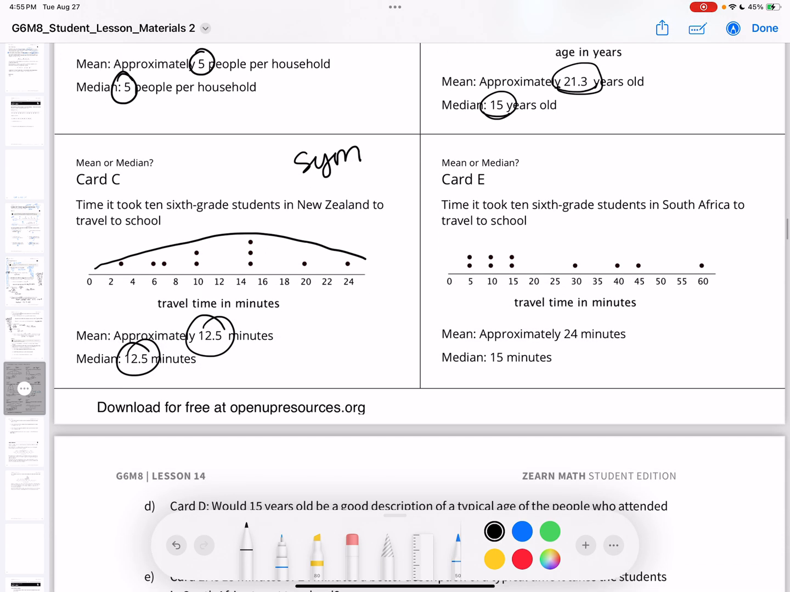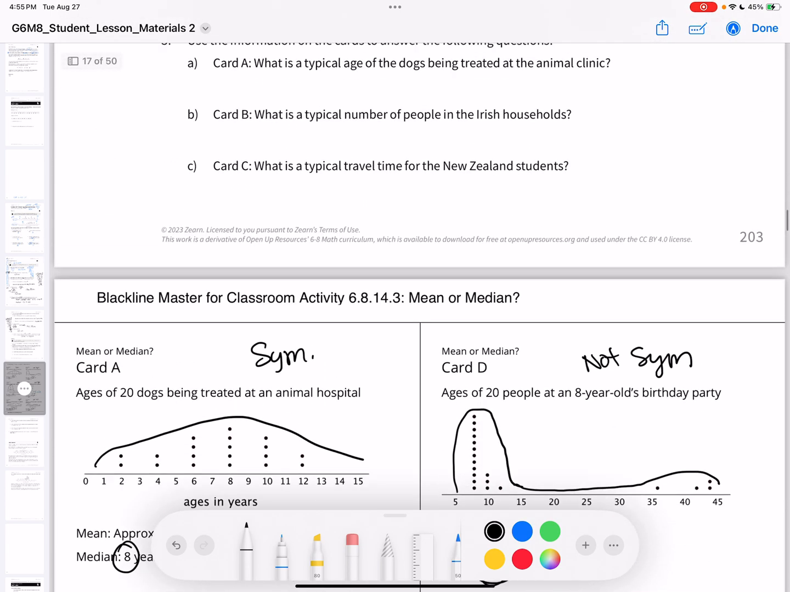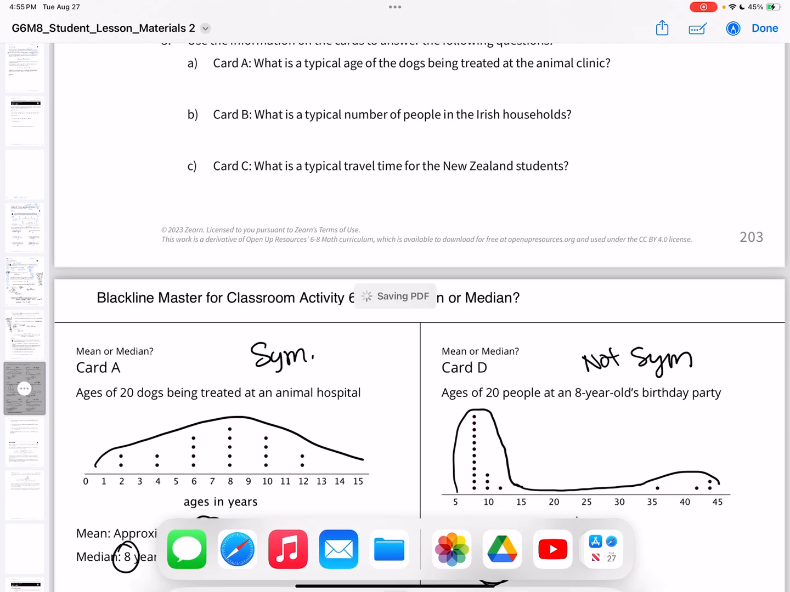Card E, we kind of have this little, and then we have the gap, and then we kind of go straight out. So this again is not symmetrical. The mean is approximately 24 and the median is 15. So now that we've sorted them, we can now start to answer these questions.